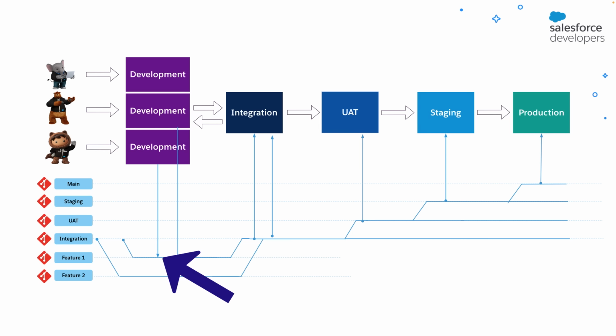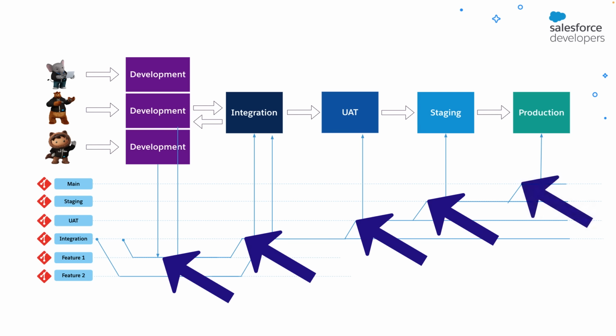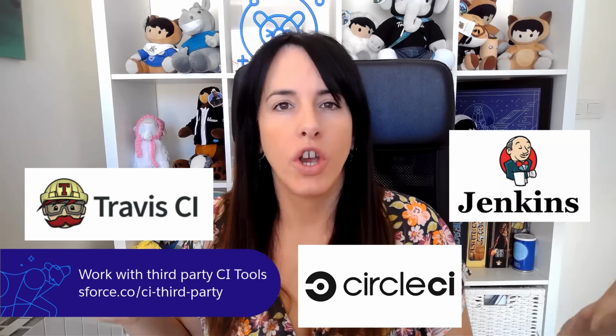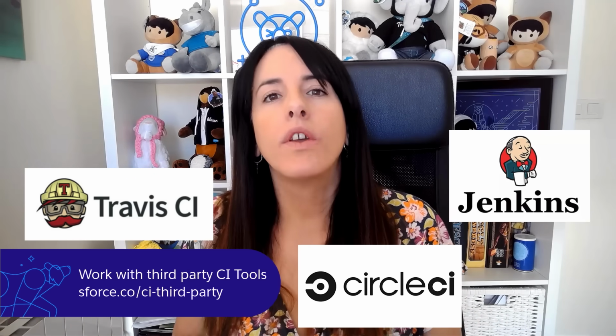CI workflows can be executed at various stages of the software development lifecycle. For example, they can be triggered when creating a pull request or when changes are pushed or merged into a branch. By running these workflows early, you can identify issues sooner and address them at a lower cost. Continuous integration tools enable you to define workflows. There are many third-party integration tools available, such as Travis, CircleCI, Jenkins, and many more. And you can find information in the documentation about how to work with these tools.